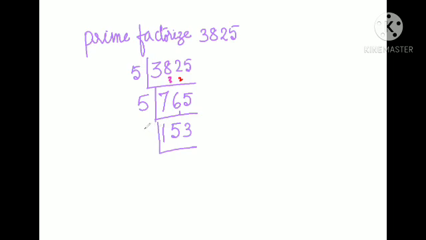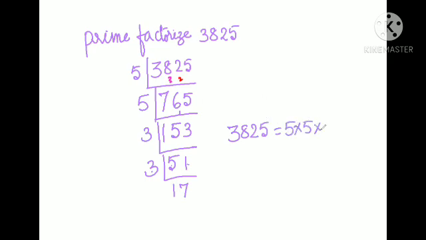Now it is divisible by 3. 3 5 ja 15, 3 1 ja 3. Now it is divisible by 3. How can we identify? 5 plus 1 plus 6, and 6 is divisible by 3. So that's why 51 is divisible by 3. 3 1 ja 3, 21 is 3 7 ja 21. Now 3825 can be written as 5 into 5 into 3 into 3 into 17.